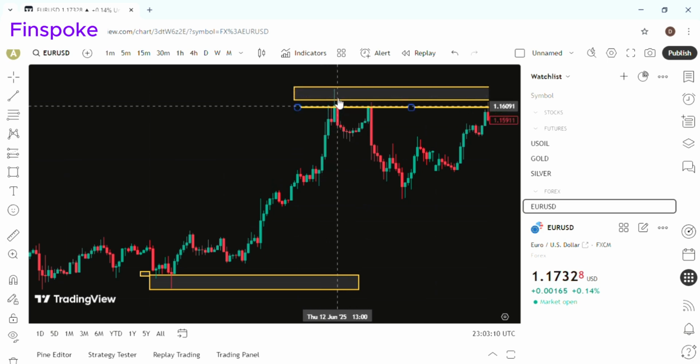If there's no reaction at that level, then know that the chances of price breaking that level and continuing in its original direction are always there. So you wait to see what happens next.